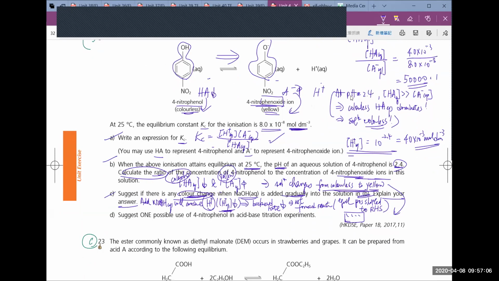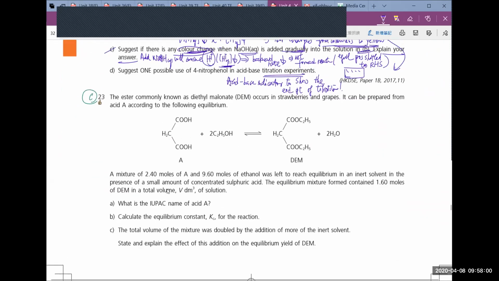Suggest one possible use of 4-nitrophenol in an acid-base titration experiment. So you know what that is? It is used as an acid-base indicator to detect the endpoint, to show the endpoint of the titration. Can you get my point? So an acid-base indicator shows the endpoint of the titration. Questions? Questions?